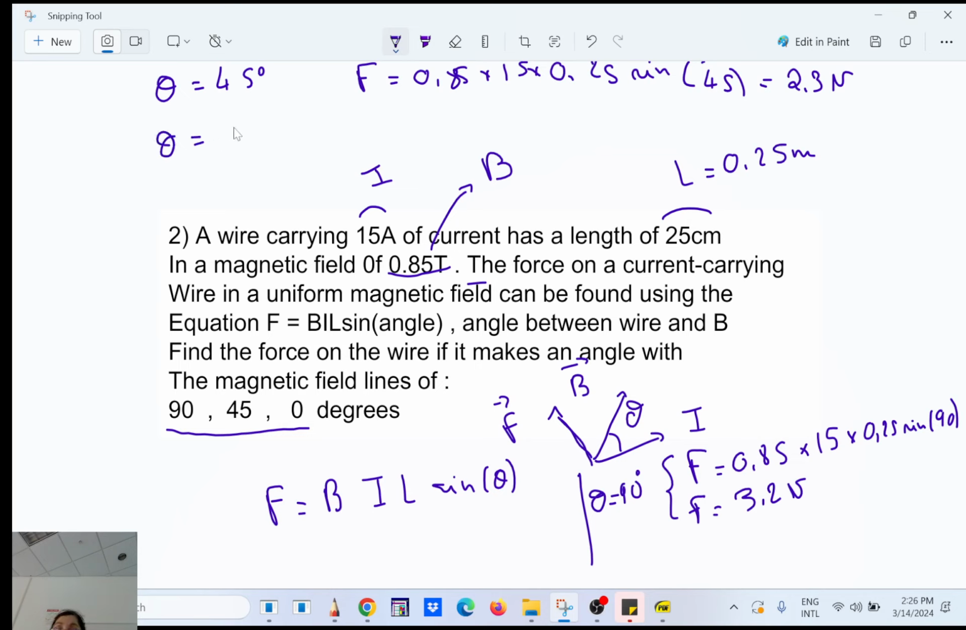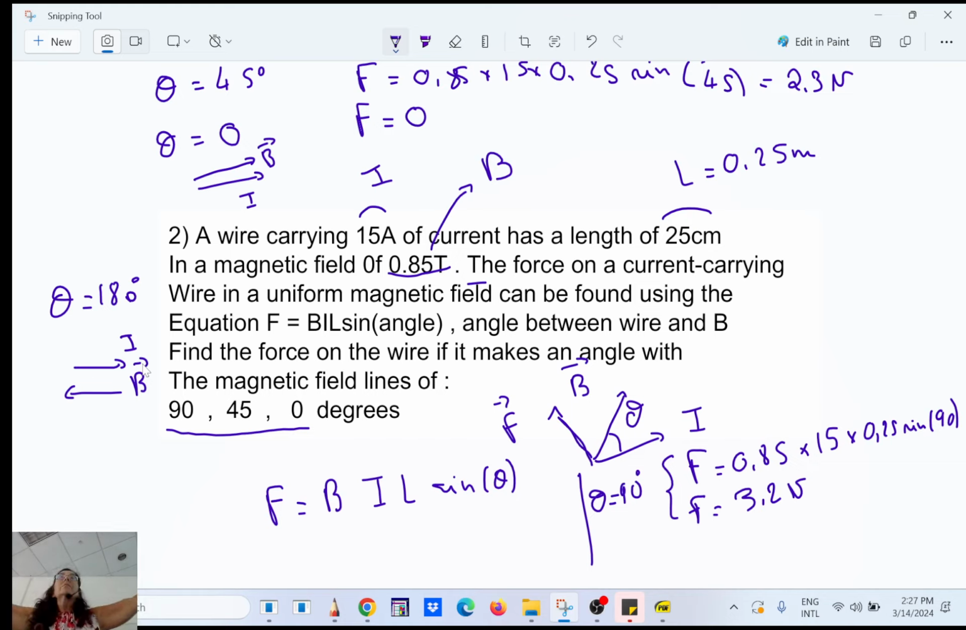Now, if the angle equals 0, it means the current and B are parallel to each other, the force will be equal to 0, because sine of 0 is 0. Do you agree with that? If the angle is 180 degrees, that means they are anti-parallel. So the current is in this direction, B is in that direction. If it's 180 degrees, sine of 180 is also 0.